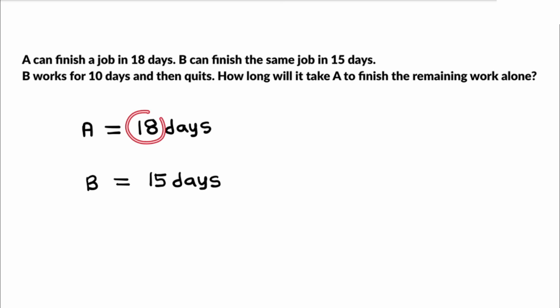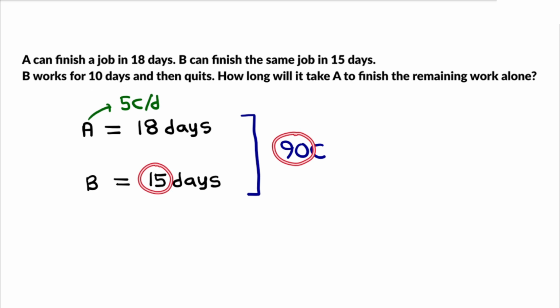The LCM of 18 and 15 is 90. So let's say the total job is 90 chairs. Person A's rate is 90 divided by 18, which equals 5 chairs per day. Person B's rate is 90 divided by 15, which equals 6 chairs per day.